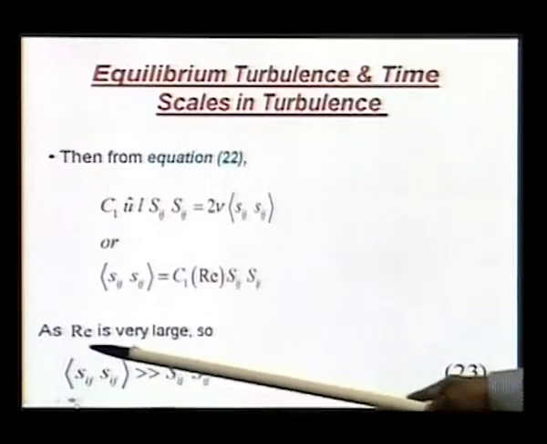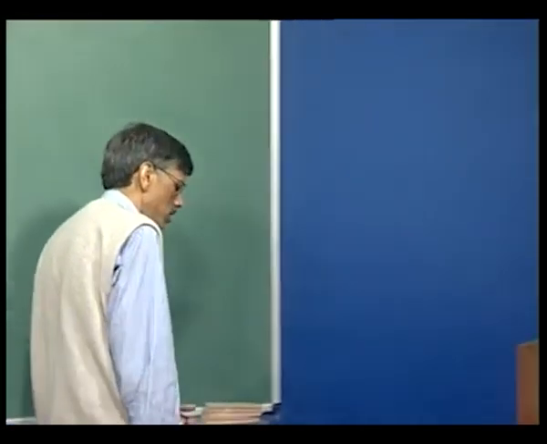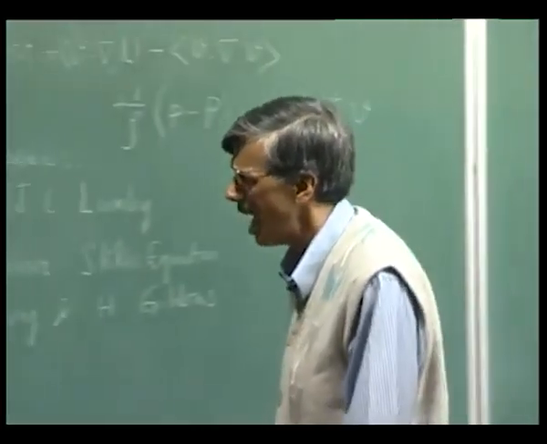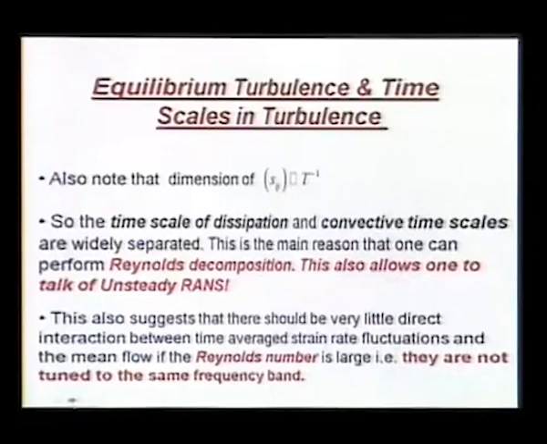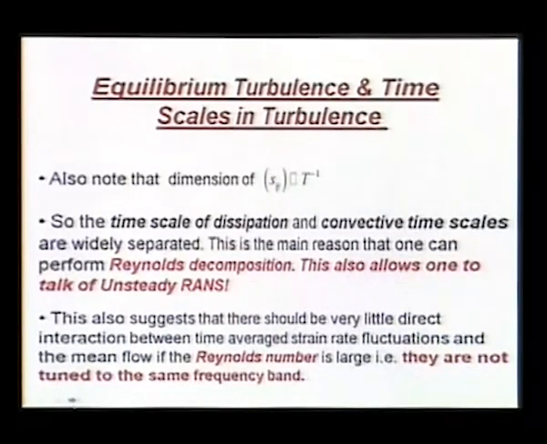So, that would show that on a time average sense, the fluctuating strain rate is significantly higher than the mean strain rate. Okay. We have seen the dimension of S_ij is of the order of 1 over T. So, the time scale of dissipation and the time scale associated with the convecting process, they are widely separated. This is the reason that one can perhaps do a Reynolds decomposition.